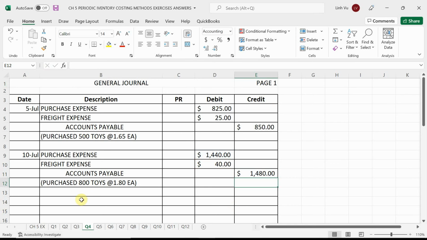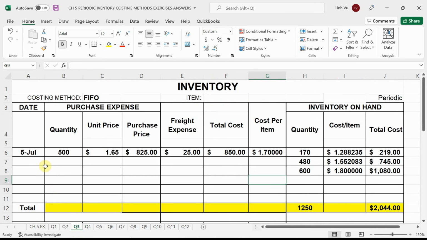Okay. So I'm going to plug it into my inventory worksheet now. So it is July 10. We bought 800 at $1.80 with a freight of 40. The purchase price is gonna be 800. We just did it. 1,440. And then total cost? How much was it? 1,480. Okay, so what's my cost per item?